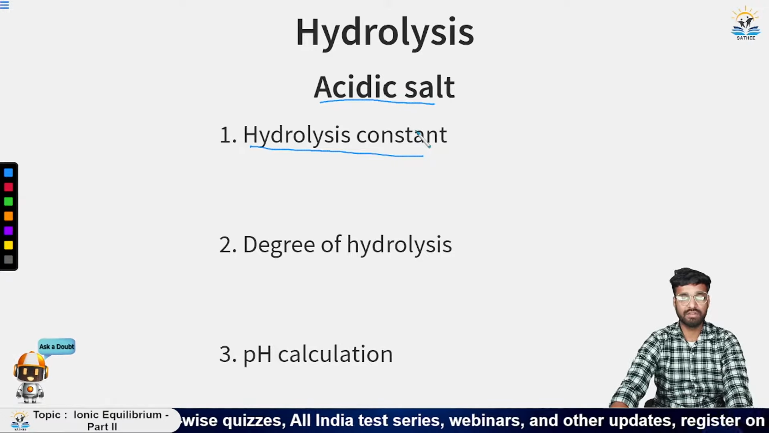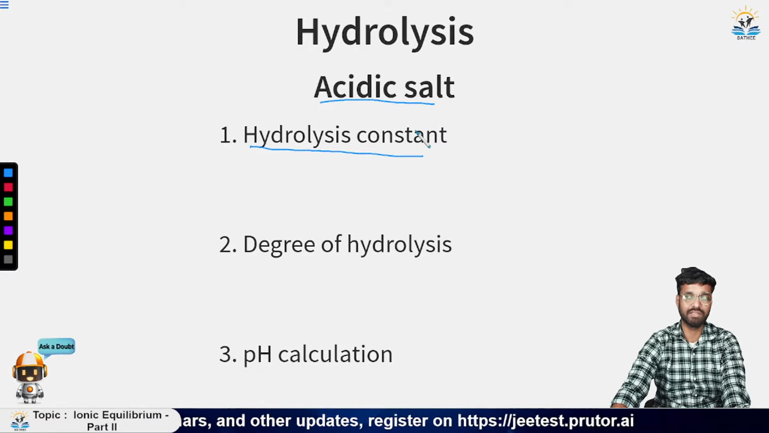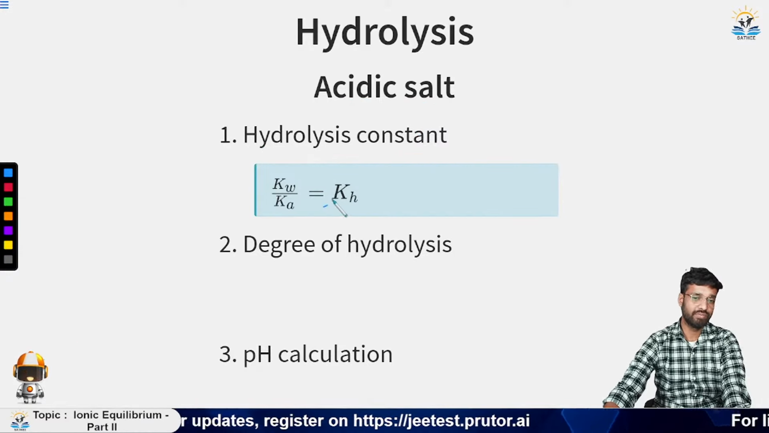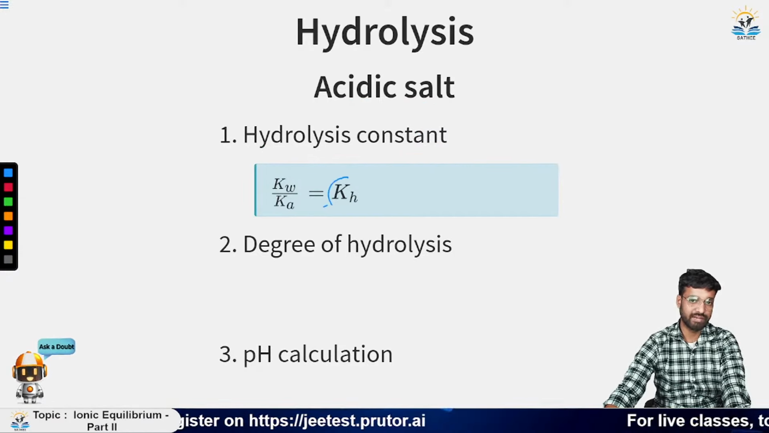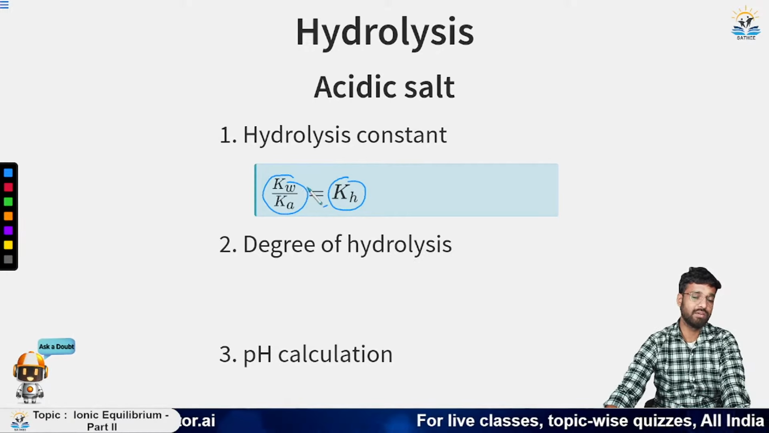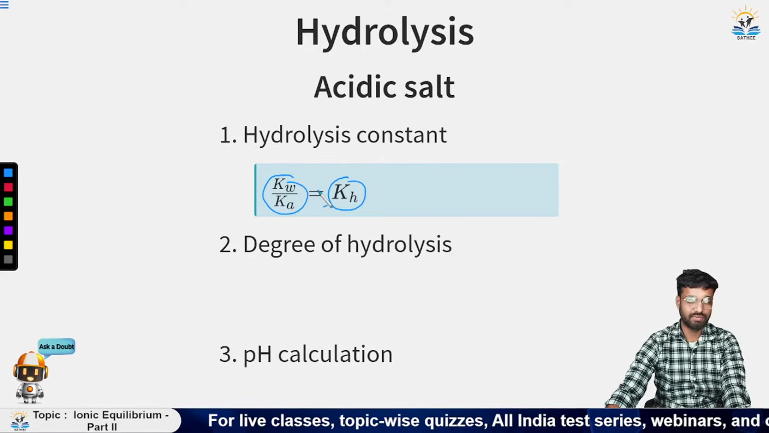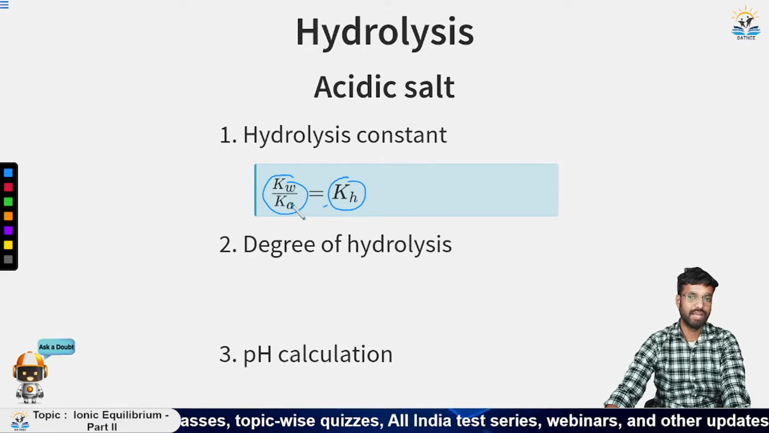You must have studied this concept in class 10th also, but you may not know the mechanism of how it happens. It happens in this way. Now if we have to find the hydrolysis constant, it will simply be Kh = Kw/Ka. What is Kw here? Kw is the ionization constant for water, and Ka is the ionization constant of the acid.